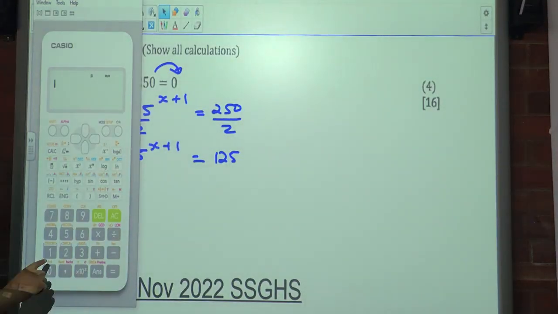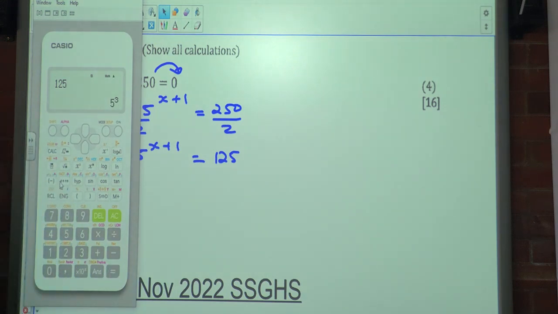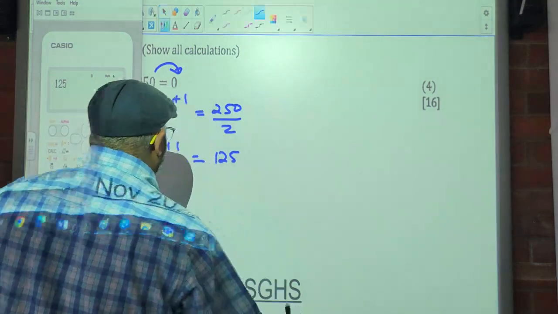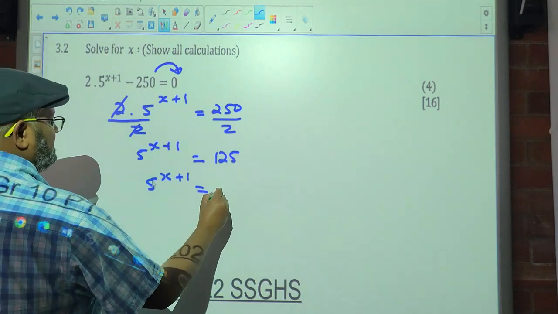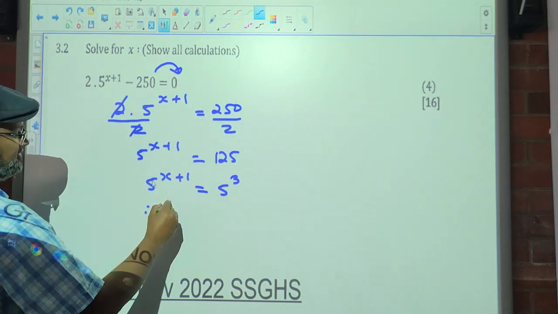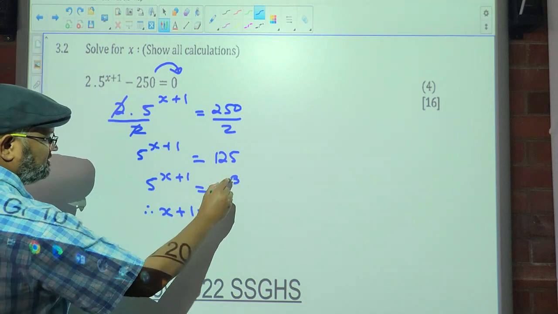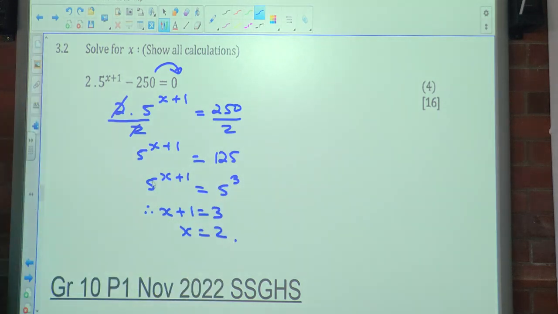So say 125 equals... shift factorize. That can be written as 5 cubed. People, this is an exponential equation, so we want the bases to be the same for the exponents to be equal. You can equate the exponents. So therefore, x plus 1 is equal to 3. X is then equal to?